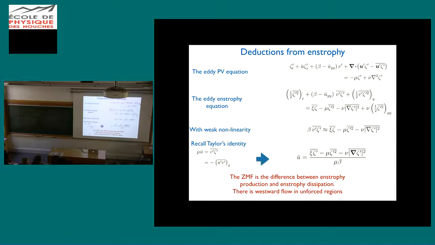If we form the equation for the eddy PV by subtracting the zonally averaged equation from the full equation, we get an equation for zeta prime. There it is. Now, we don't try to solve it. Instead, we multiply it by zeta prime, and then we zonally average. This is the eddy entropy equation. The reason we do that, recall Taylor's identity, but I haven't actually shown you Taylor's identity. So let me talk about Taylor's identity before I proceed.